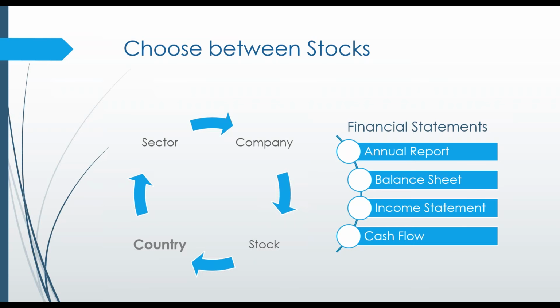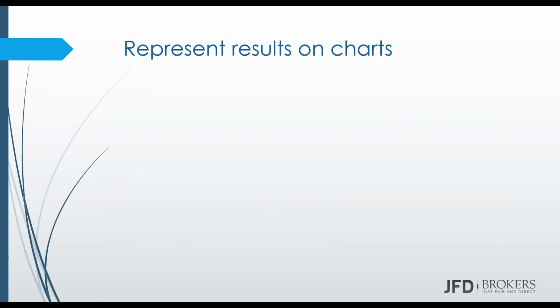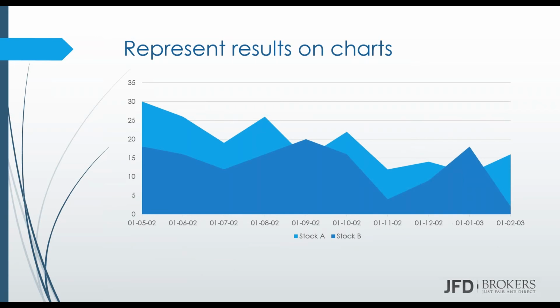Going on, I have finally ended up with a smaller number of stocks. I'm looking for the stock data, like earnings per share, price to earnings, dividend, and similar data. I can use some ratios to analyze these numbers and compare the data between the stocks. Moreover, I can represent all this data on charts to make it easier for me to choose the perfect stock.